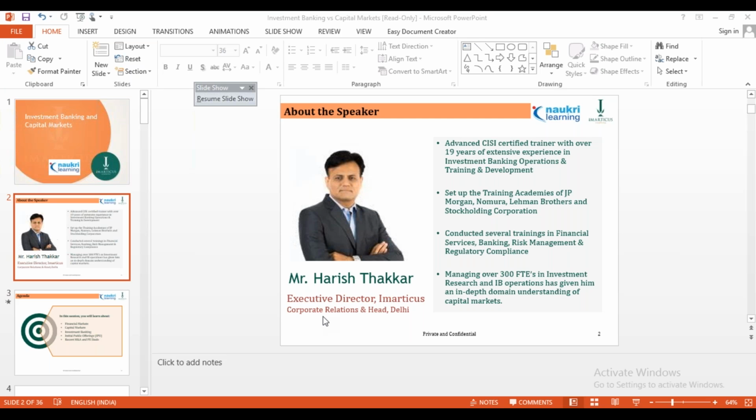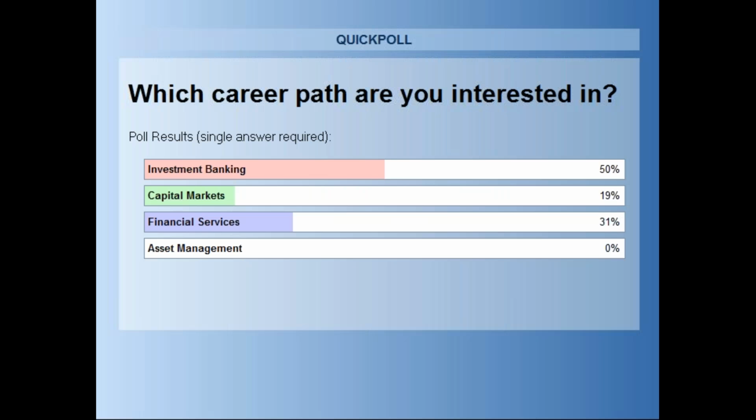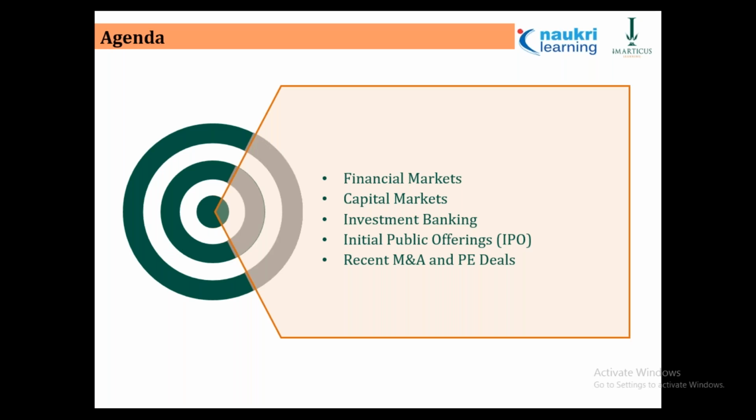Let me share the responses here. As you can see, about half of the people clearly indicate that they would want to look at investment banking as the career option. Financial services is second at 31%, and capital markets at 19%. Surprisingly, asset management is at 0%, and I'm frankly a little surprised, but maybe as we go along, if I were to take this poll again at the end of the session, I'm sure some people will move to asset management as well. But anyway, let's get on with the session now. Let's begin with understanding the financial landscape as such.